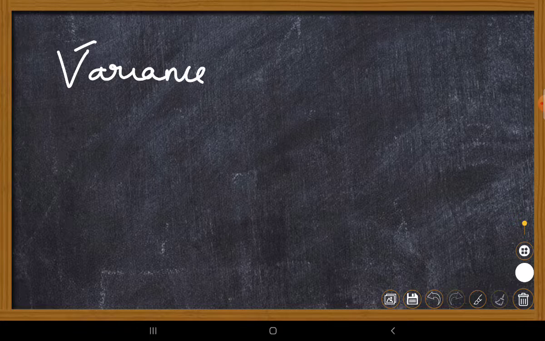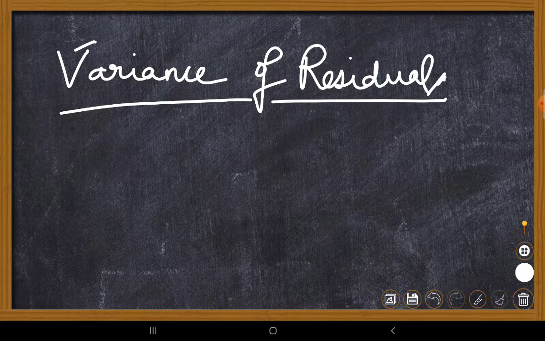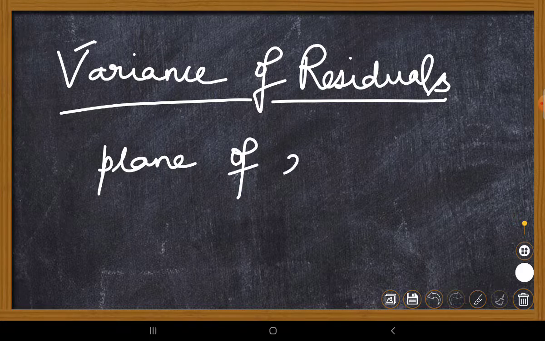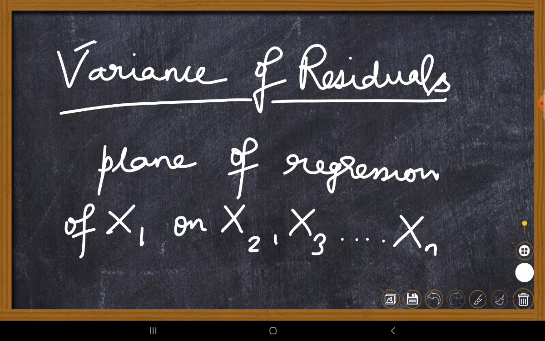Okay, now after we have learned this property of these residuals, we will try to find the variance of residuals. The variance of the residuals. In order to do this, let us consider the plane of regression of x1 on x2, x3, and so on till xn.